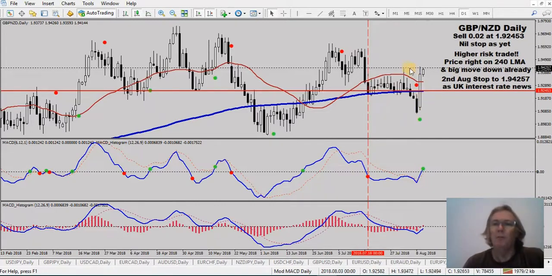Pound New Zealand. I had a stop in this back from the UK interest rate news, and I sort of just left it there and I got taken out by it. It's probably a good thing. So I was in a sell, got stopped out for a loss on this. That's a pound New Zealand.